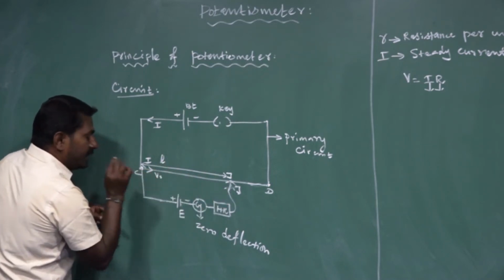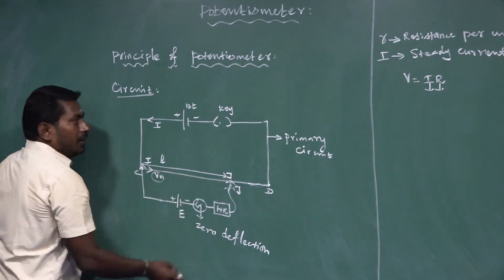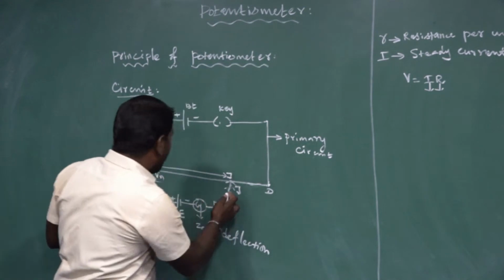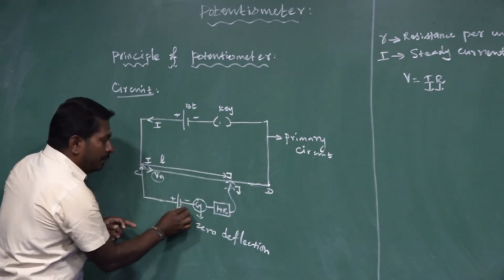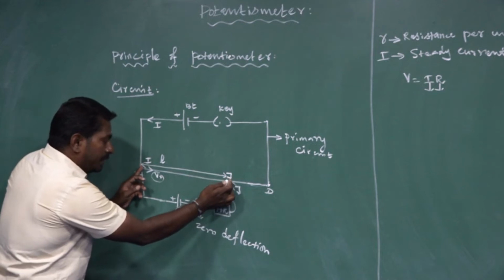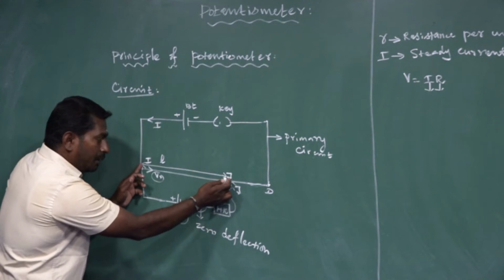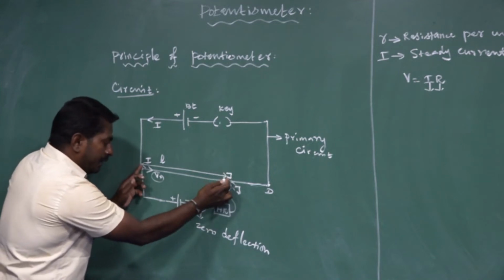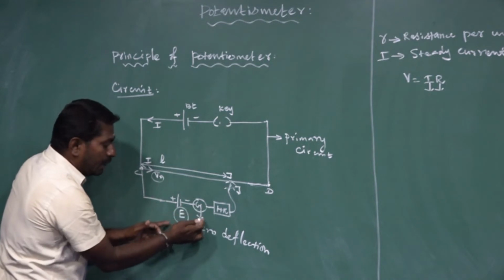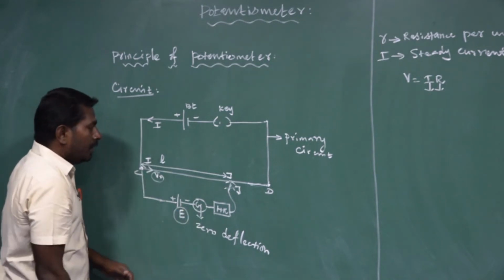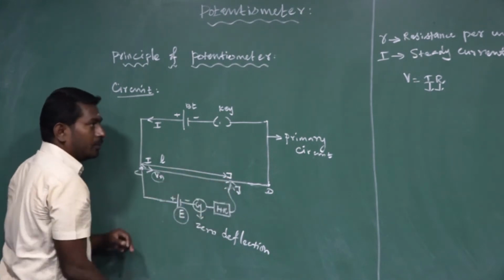Potential drop across this length. How can we calculate the potential drop across this length? The potential drop across this length is equal to the EMF of the cell, because the potential drop across this length balances the EMF of the primary cell. That's why the galvanometer shows zero deflection. So how can we calculate the potential drop across this balancing length?